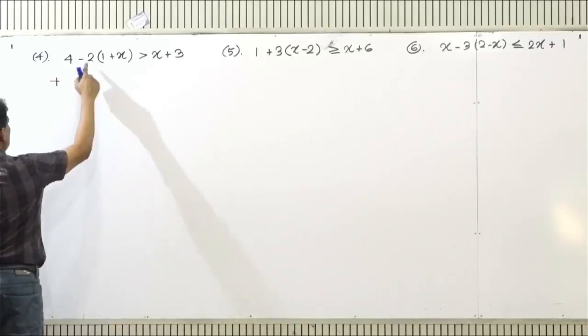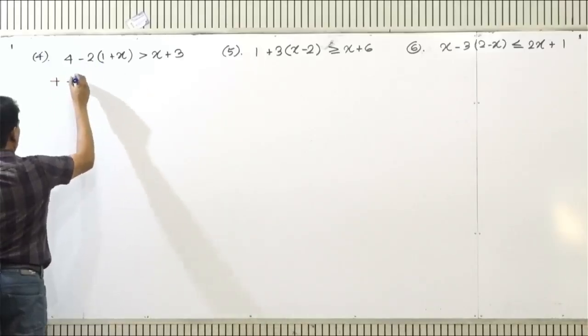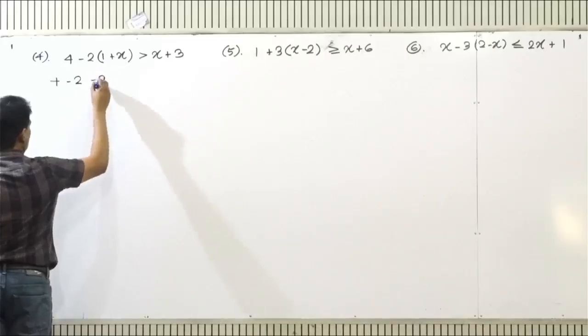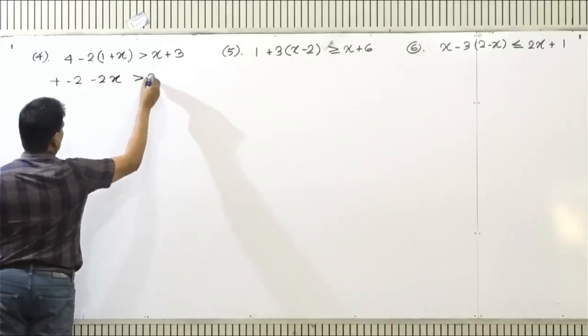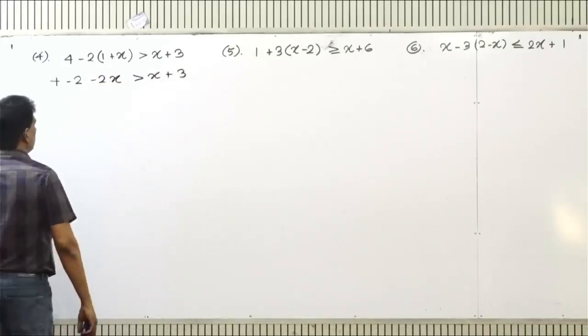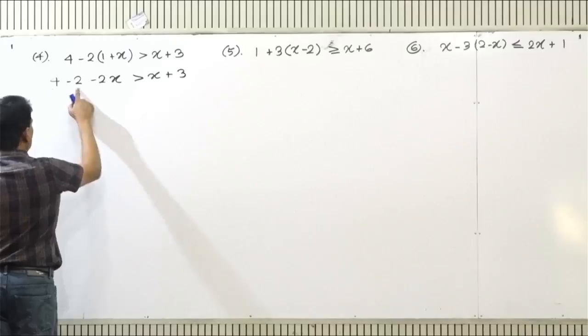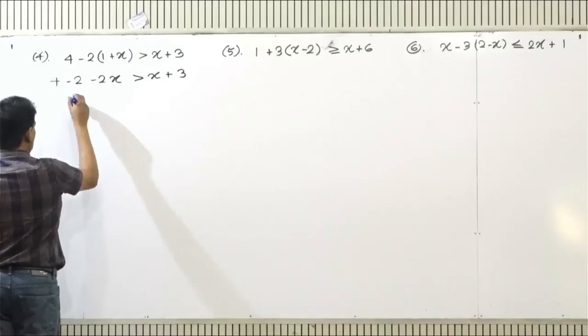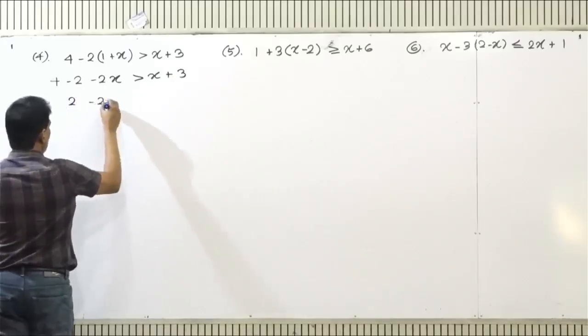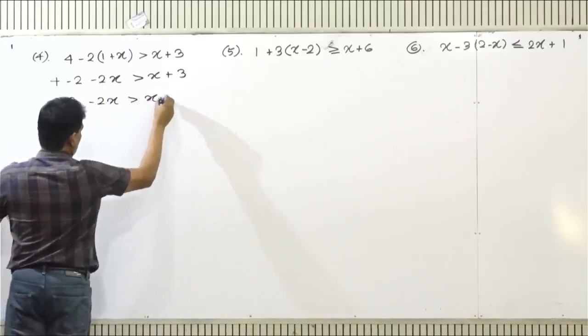Minus 2 into positive 1 means minus 2. Minus 2 into positive x means minus 2x. Here x plus 3. And then on this side 4 minus 2 means 2. Minus 2x, here x plus 3.